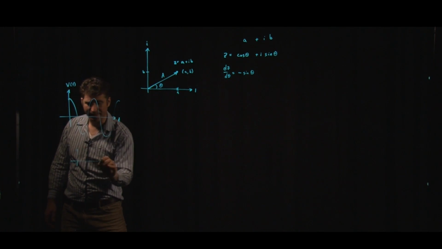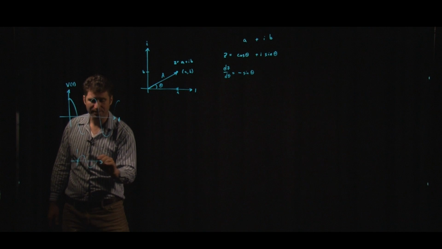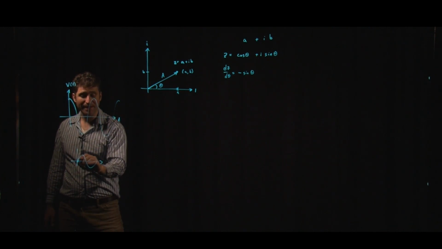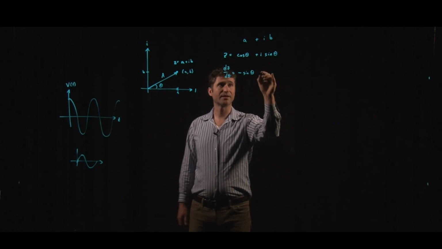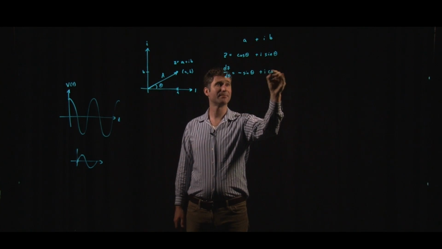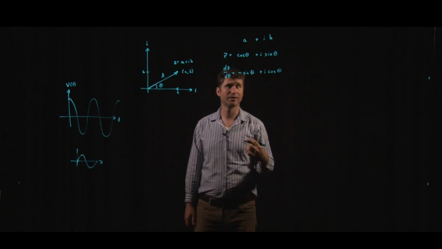Well, if I have that sine function, I'm thinking about what it looks like here. It looks like it has a maximum slope, and then it levels off to 0. So that to me looks like a cosine. So I have plus i times the cosine of theta. So you can check those things.